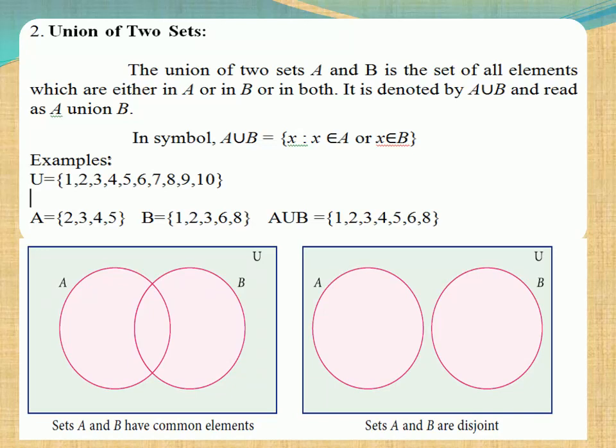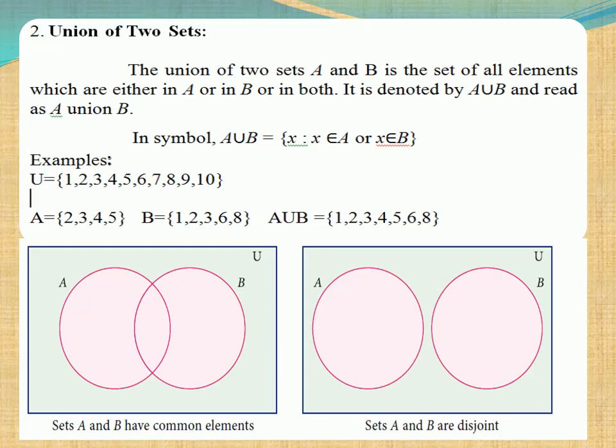Second, union of two sets. The union of two sets A and B is the set of all elements which are either in A or in B or in both. It is denoted by A union B and read as A union B. In symbols, A union B equals X such that X belongs to A or X belongs to B. What is meant by union? You have to join the two sets. That is called union.